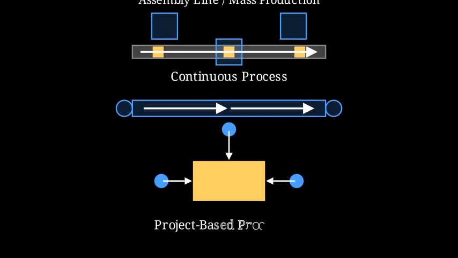Fifth, project-based production. This is when you build one large, unique item. Examples include construction projects, ships, or custom buildings. The product stays in one place while people and tools move around it. In the diagram, the large block is the project, and the tools move to it.